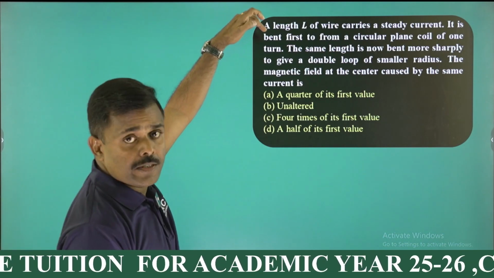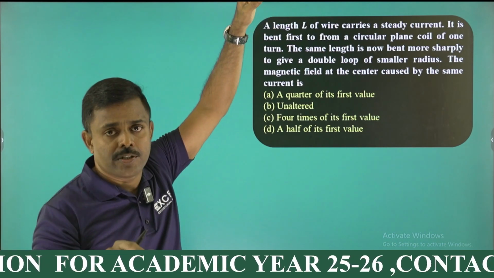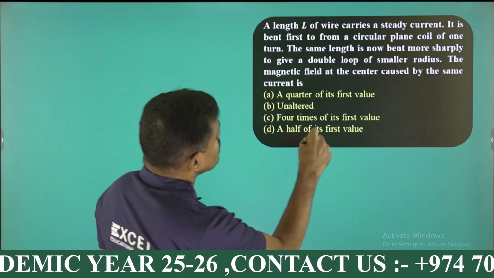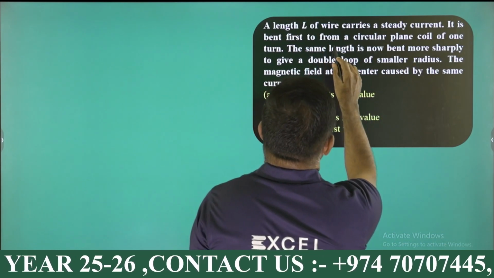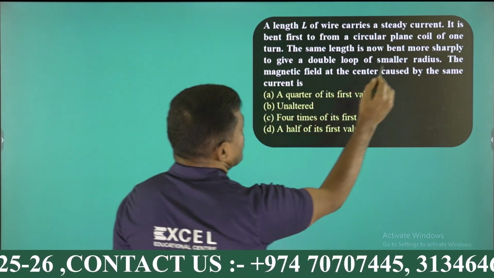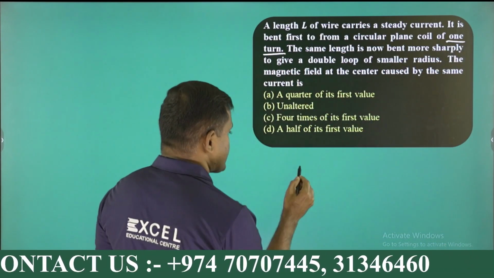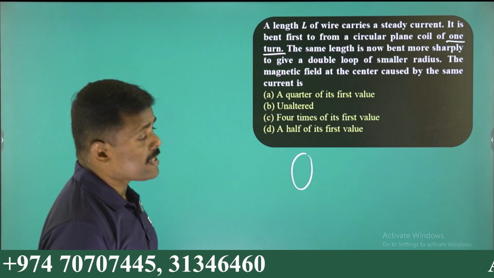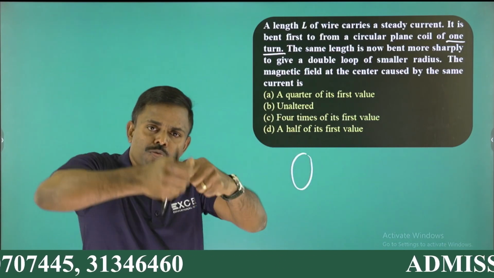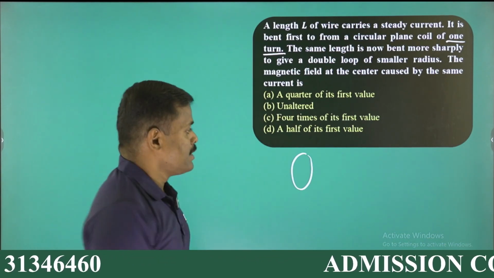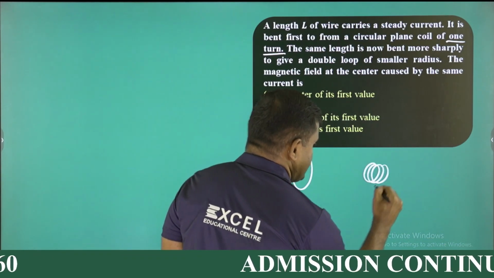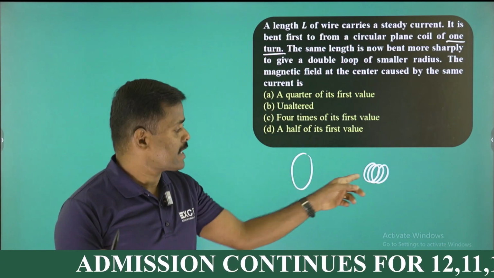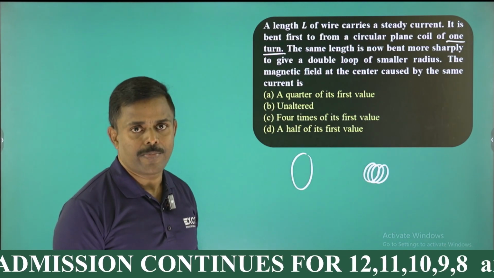So let us analyze the question one more time. You take a certain length of wire. This is the wire, okay? You bend it to form a circle. It is first bent to form a circular plane coil of 1 turn. So the first case is 1 turn. The second case is what? You break it open, you wind it more sharply so that there are n turns now. First case you had only 1 turn, second case you have n turns.